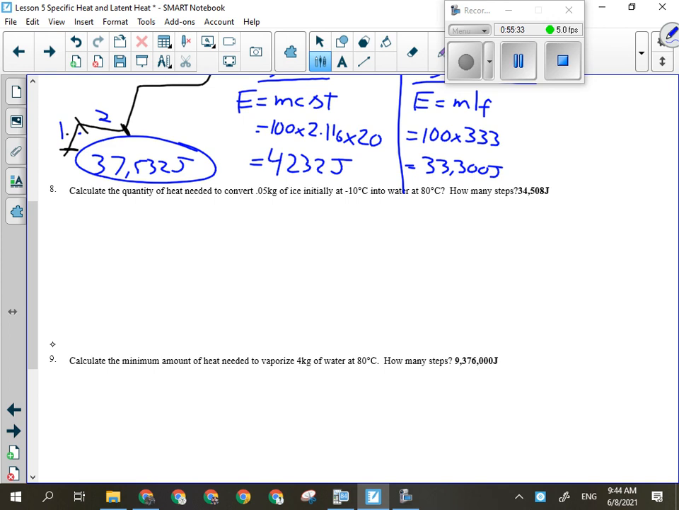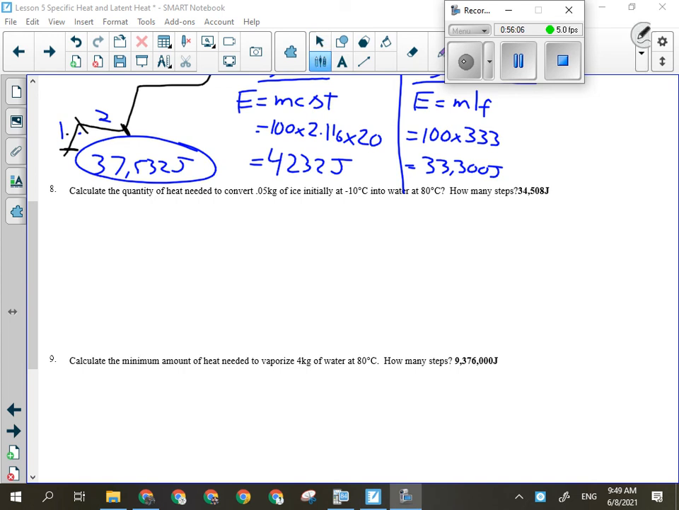Okay. Try number 8. That was an exam question a few years back. All right, so we're converting 0.05 kilograms. How much is that in grams? It's 50 grams. Okay, we're taking that much ice initially at -10. We're going to water at 80. Give you guys a few minutes on that.